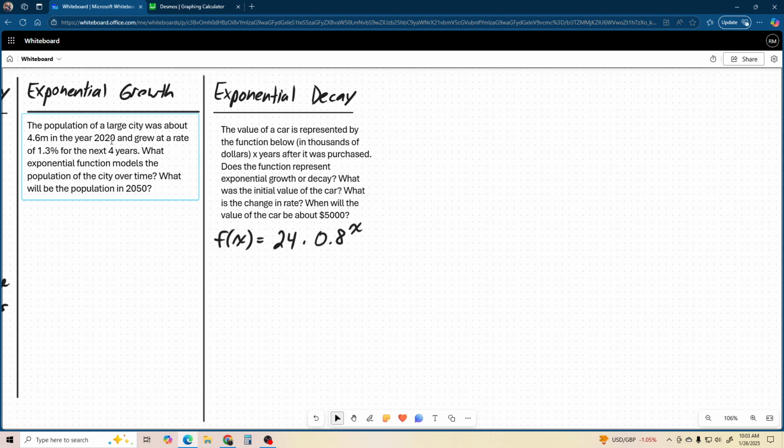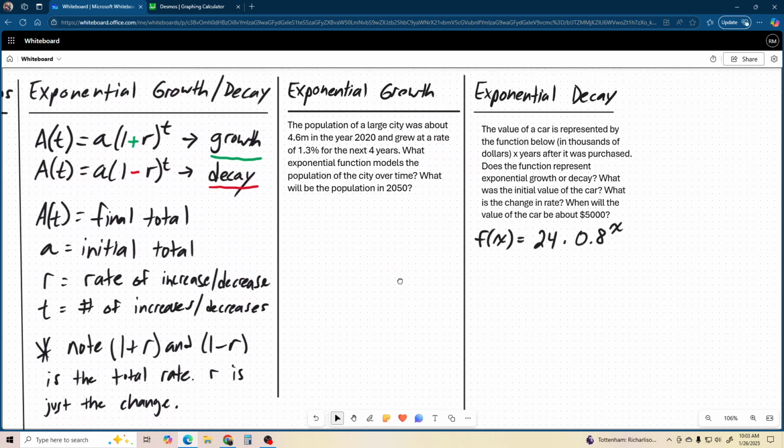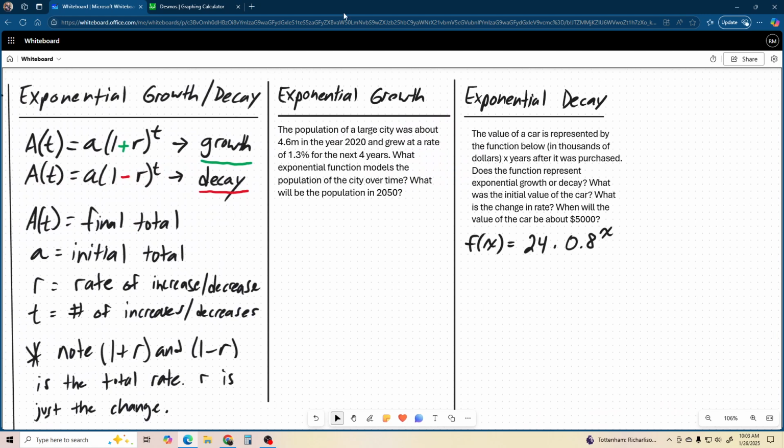What exponential function models the population of the city over time? What will the population be in 2050? All right, well, let's look at our exponential growth and decay formulas here. So let's just write this down, and then we can get back to it.